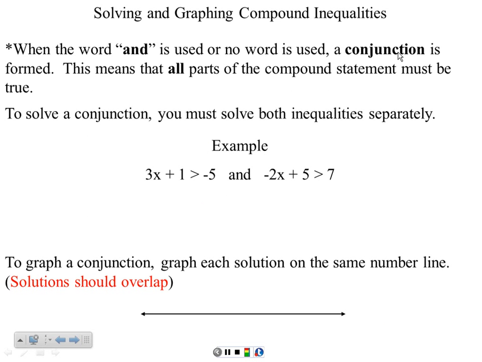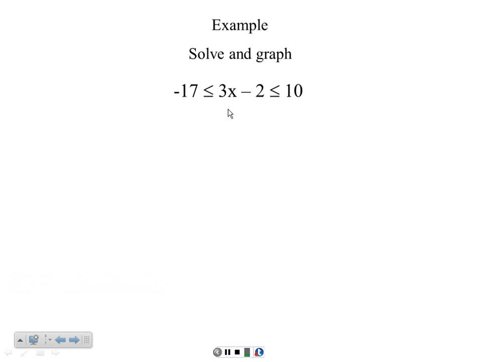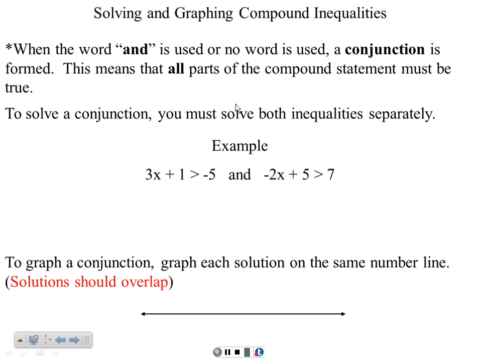When you hear me say the word conjunction, either you should see the word and, or you won't see anything at all, but you will see two inequalities. So for a conjunction, it could look like this, or it could actually use the word and. So this means that all parts of the compound statement must be true. So what we're going to do is solve these compound inequalities, graph them, and write them in interval notation. So if it's set up like this, it's fairly simple.